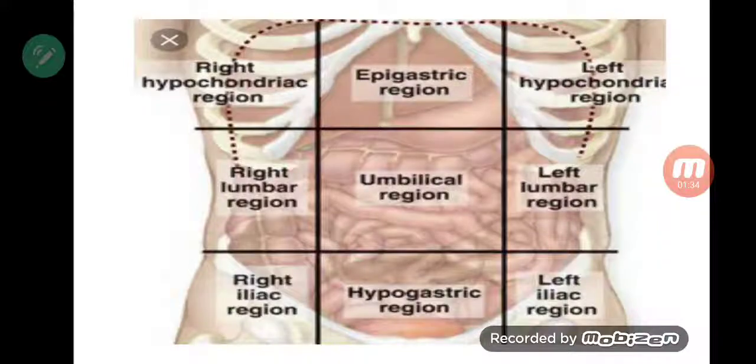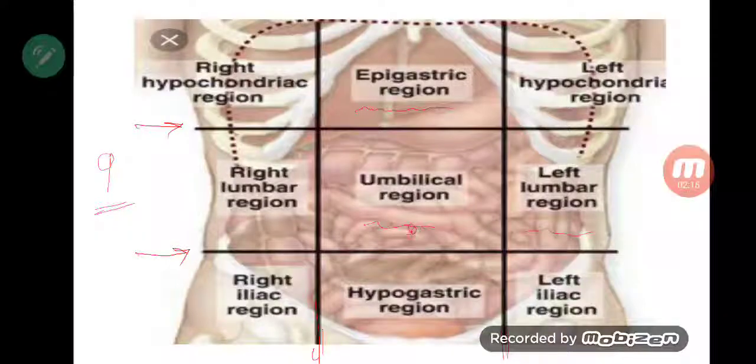And this picture shows two imaginary horizontal lines and two imaginary vertical lines. They divide the abdominal cavity into nine regions of the abdomen. You should notice this naming, and it is very important to determine the organs which are behind each region.